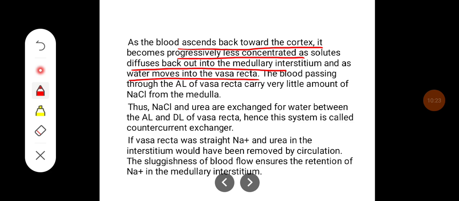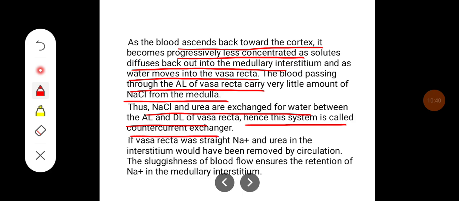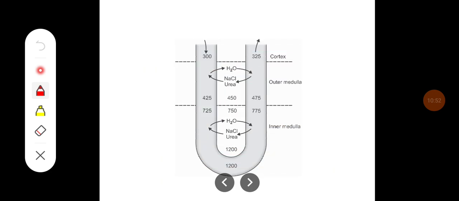The blood passing through the ascending loop of vasa recta carries very little sodium chloride from the medulla. Thus, sodium chloride and urea are exchanged for water between the ascending and descending loops of vasa recta. Hence, this system is called a countercurrent exchanger. If vasa recta was straight, sodium and urea in the interstitium would have been removed by circulation. The sluggishness of blood flow ensures the retention of sodium in the medullary interstitium.